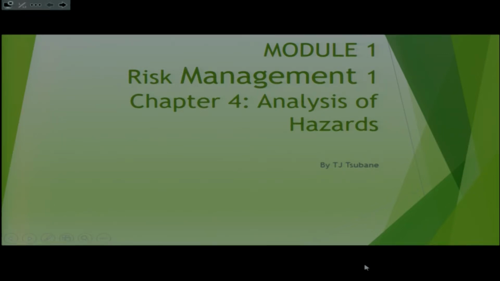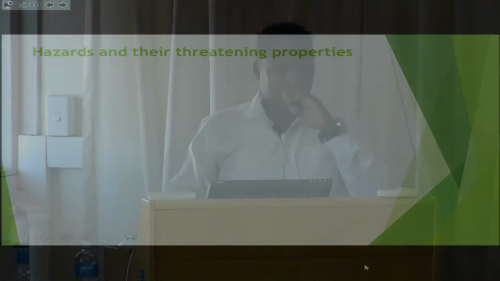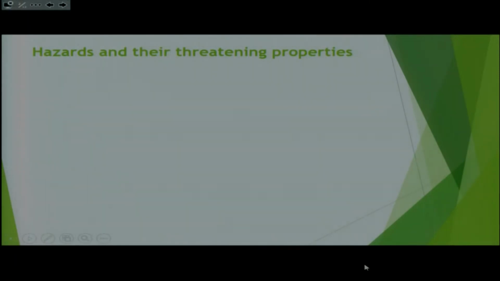Today we'll be looking at Chapter 4, Module 1 for Risk Management 1.1, Analysis of Hazards. Just to give you a background, from Chapter 1, we started by looking at key definitions of hazards. We looked at what hazards are and what hazards are not. Chapter 2, we looked at the different characteristics of hazards as per our definition.